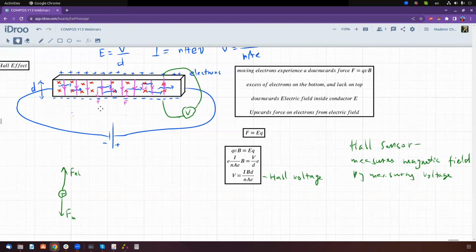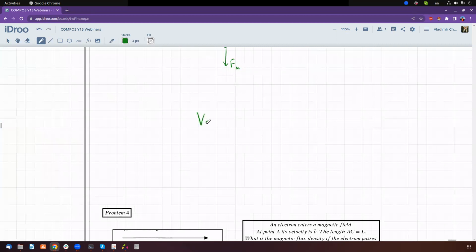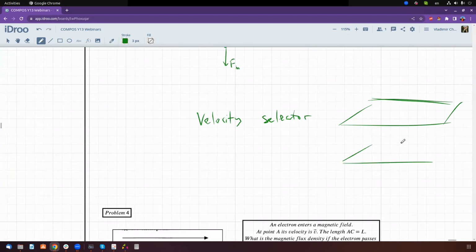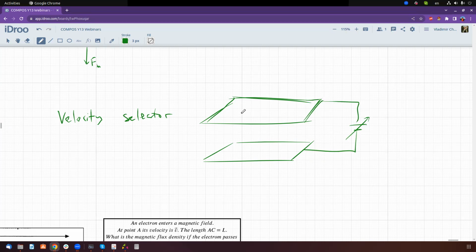To make a velocity selector, you have two plates, a top plate and a bottom plate, and you control the charge on those plates. So basically you have a set voltage. It's a variable voltage. You just connect it here. One plate is positive, one plate is negative. Let's say the top plate is positive, the bottom plate is negative.